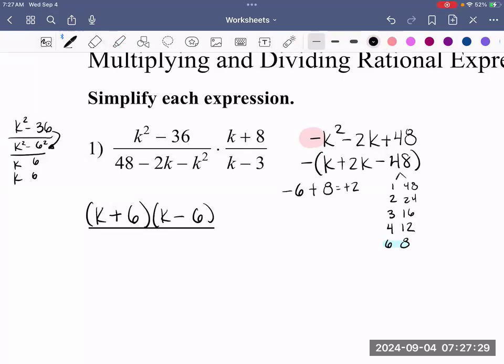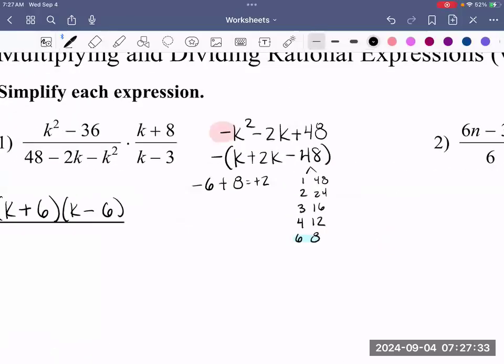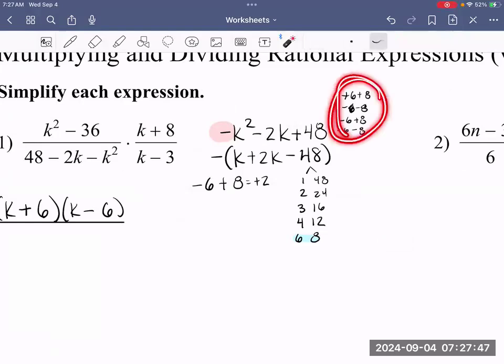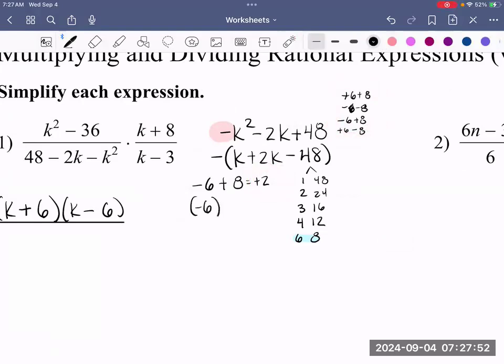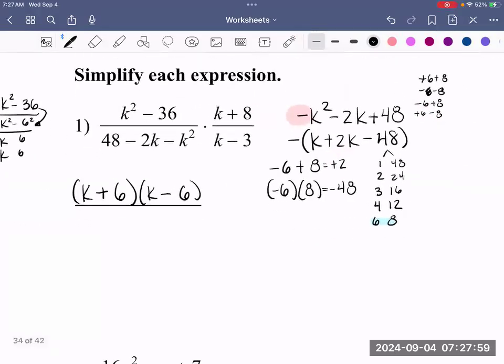There's only 4 ways to make it work with your signs. They can both be adding. They can both be subtracting. They can alternate their signs. And you're just going to be doing a trial and error to get this +2. We always want to multiply back with your signs to double check that we'll still get a -48, which we do. So this is your factor.